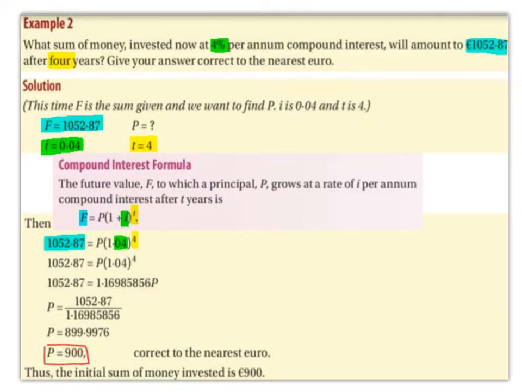Next we solve for P. So 1.04 to the power of 4 is 1.16985856, and then we stick on the P, and then we're going to divide the left hand side by that number. So we have 1052.87 divided by 1.16985856, and that gives us P equal to 899.9976, which rounds off to 900, correct to the nearest euro. Thus the initial sum of money was €900.